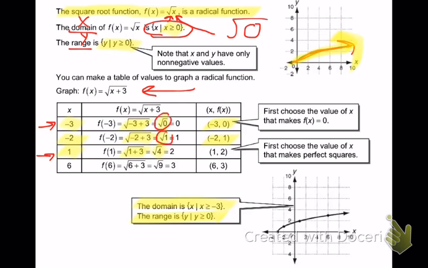Yeah, look at these. What are all these numbers right here? I think Peyton's saying over there. They're all perfect squares. I want to pick numbers that are easy to compute.